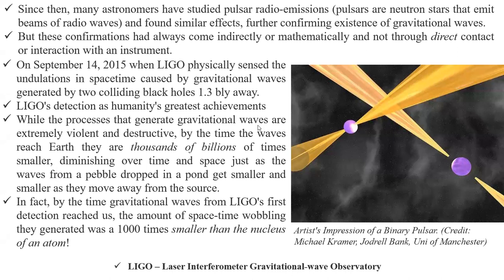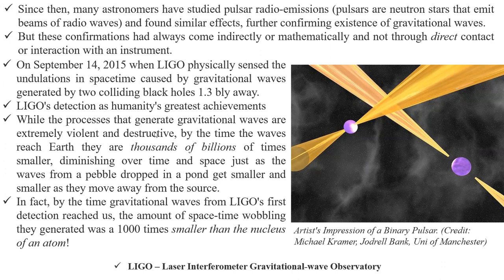While the processes that generate the gravitational waves are extremely violent and destructive, by the time the waves reach the Earth, they are thousands of billions of times smaller. Very small, diminishing over time and space, just as the waves from a faraway pebble dropped in a pond get smaller and smaller as they move away from the source. Even if you drop a stone over a pond, the waves will generate and you can see them, but seeing the same waves at a distance of 1 kilometer or 10 kilometers is a difficult task.